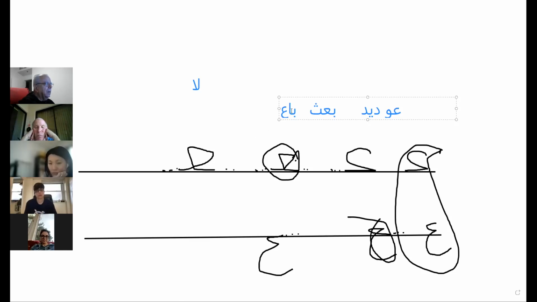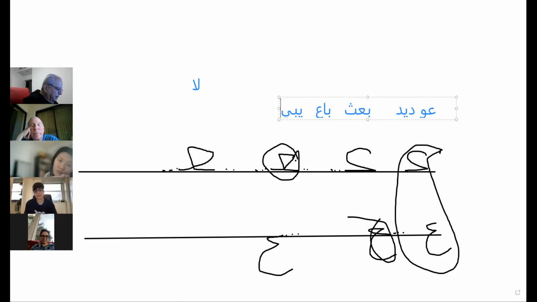All right, let's say I'm writing yabi'u. You see, even when I write the ya, it is written as if it is at the end, but the minute I add another letter, it understands it's the beginning of a word. Now yabi, it writes the ya as if it's at the end, but once I add another letter, it understands that it's in the beginning.